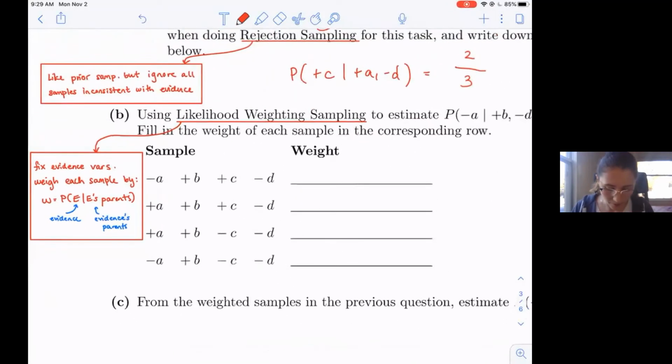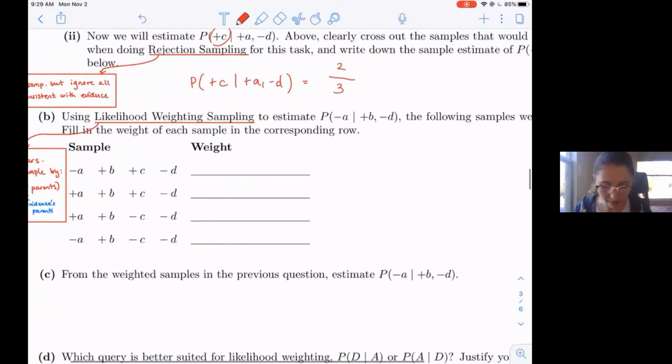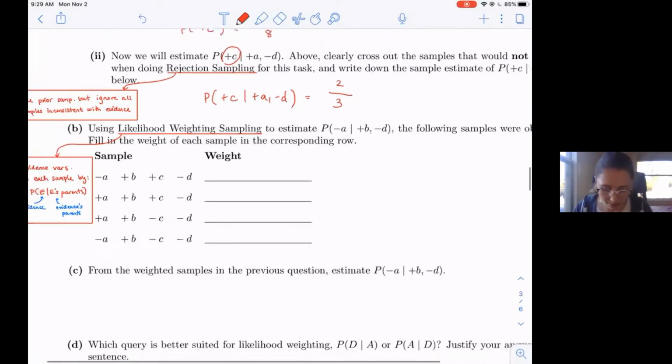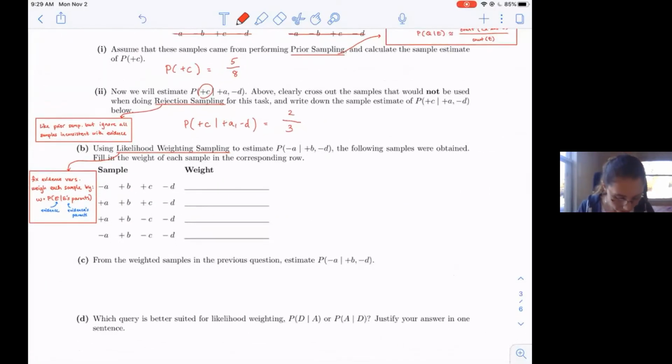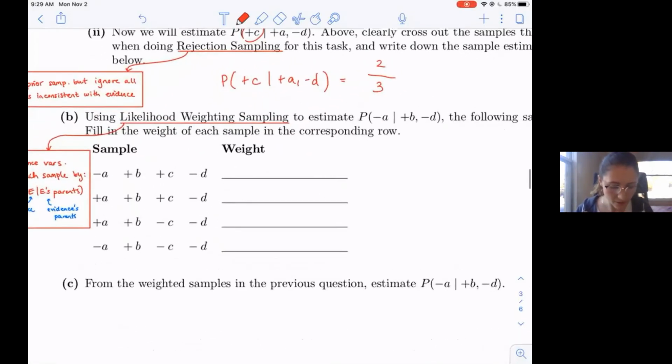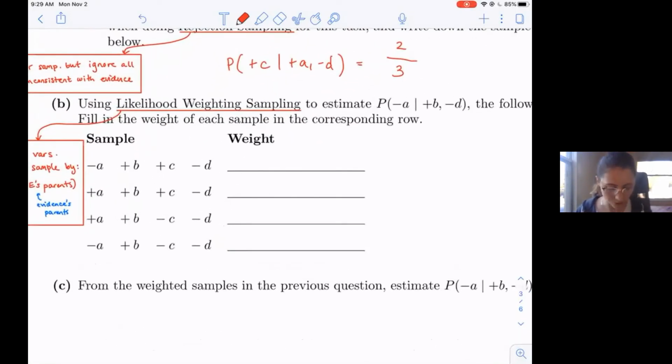So in this first problem, we want to, again, estimate another quantity. This time it's going to be P of minus A given plus B minus D. And we are told that these are the samples here that were obtained using likelihood weighting sampling. What we want to do now is fill in the weight of each sample in the corresponding row.